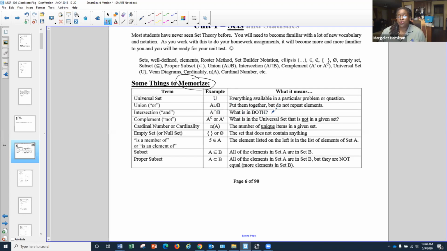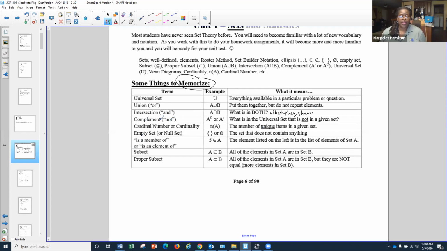In lay terms, we could say what they share, right? What both sets share. Might be 3 sets, might be 4 sets, but what they all have in common or what they share.